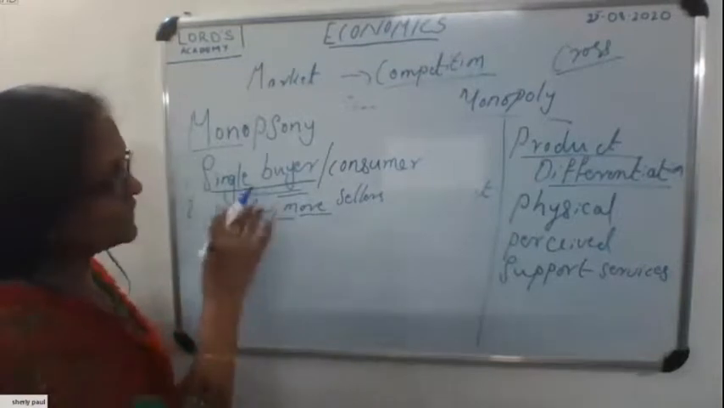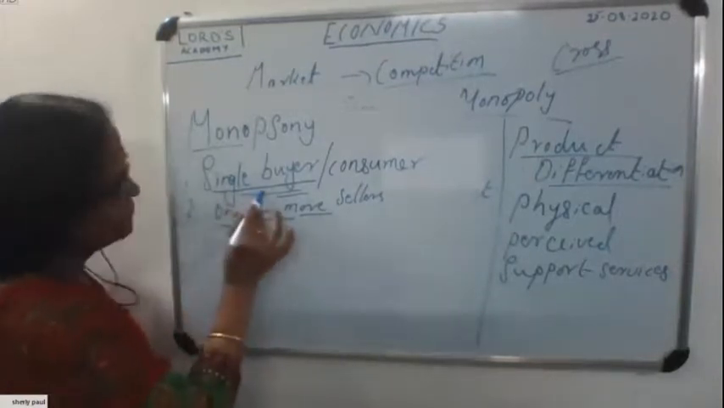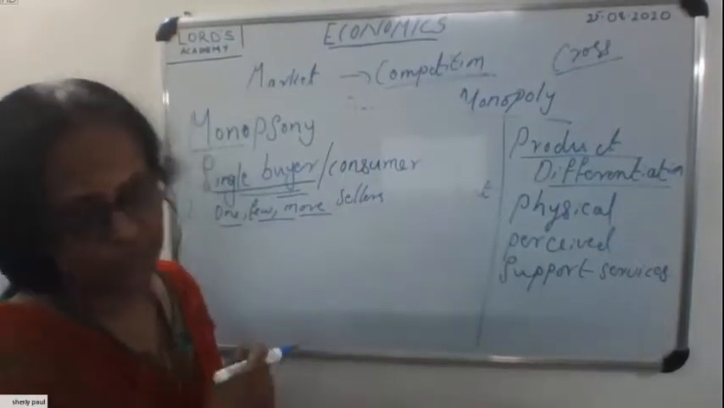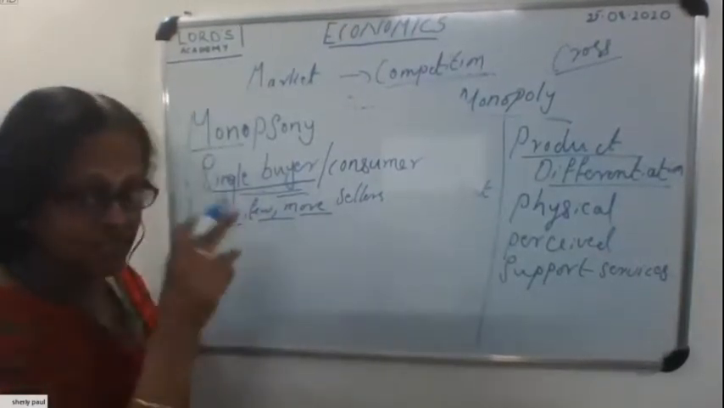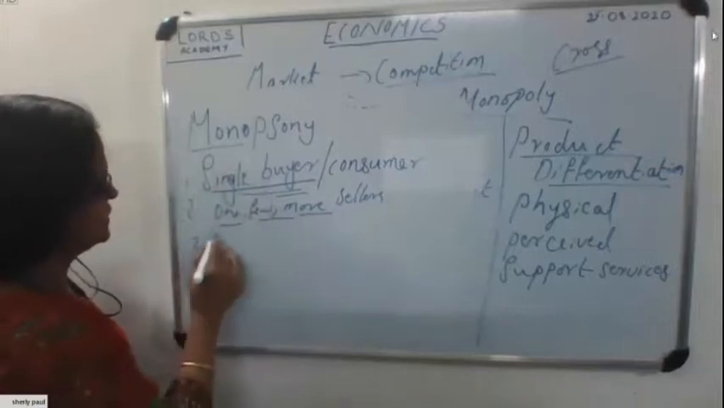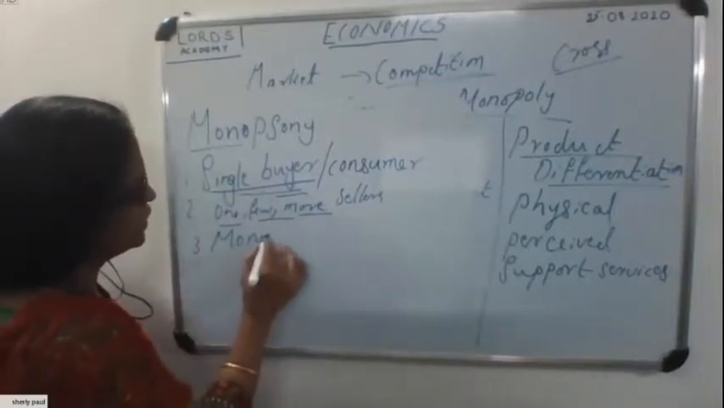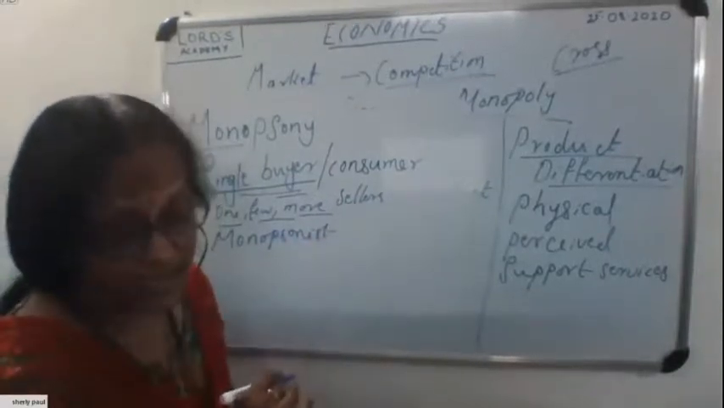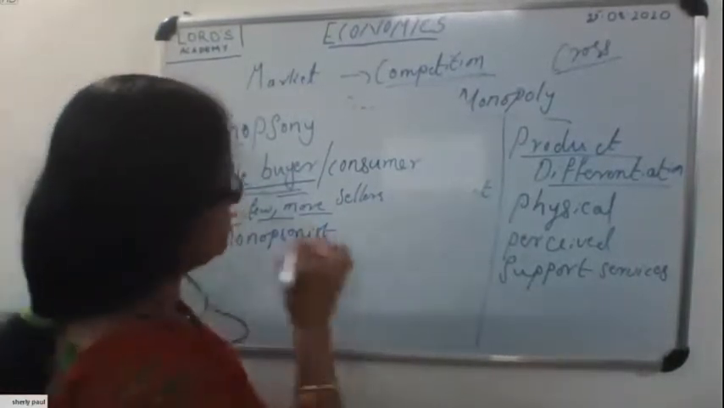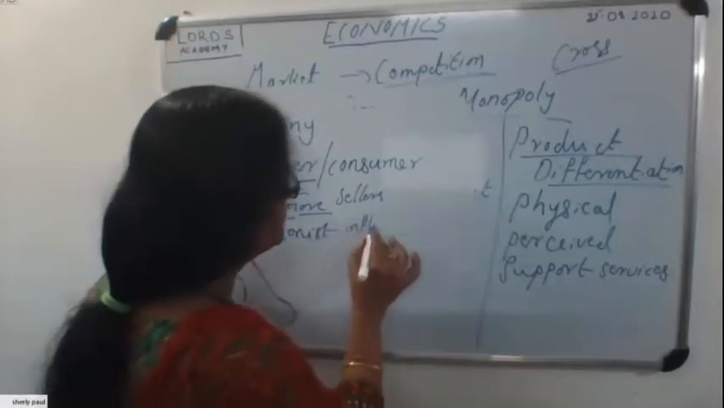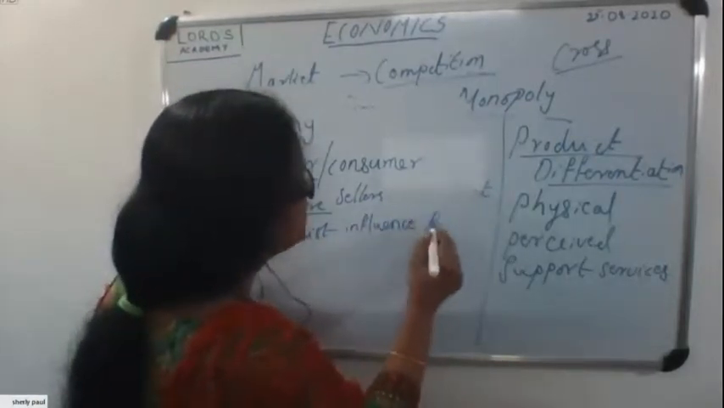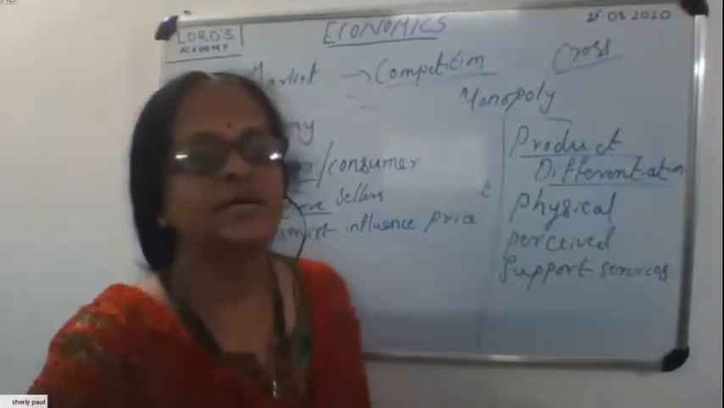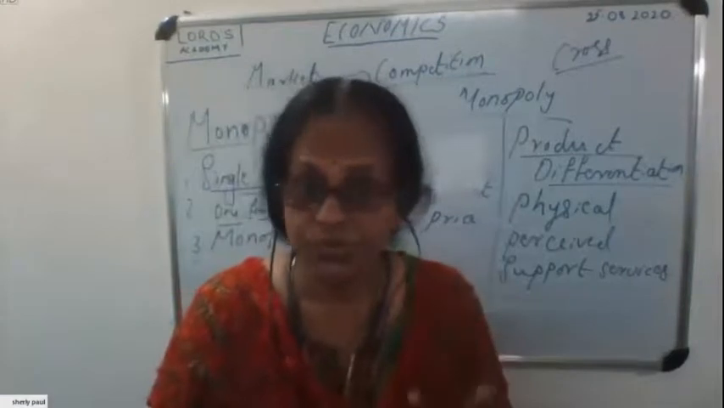These are the three characteristics: single buyer, one seller, maybe one, few or more. Here the buyer is known as the monopsonist, M-O-N-O-P-S-O-N-I-S-T. The monopsonist can influence the price. Clear? These are the characteristics of monopsony.